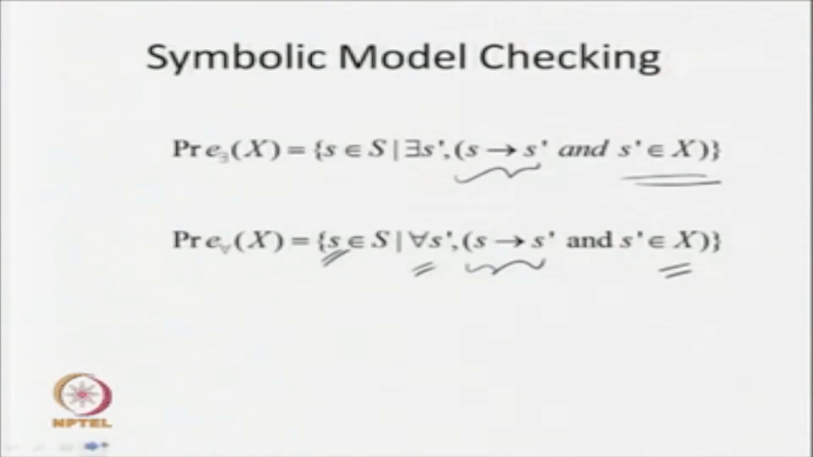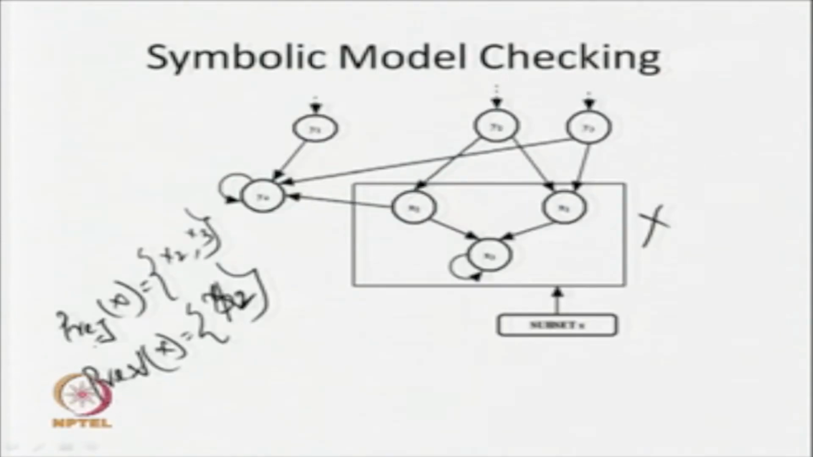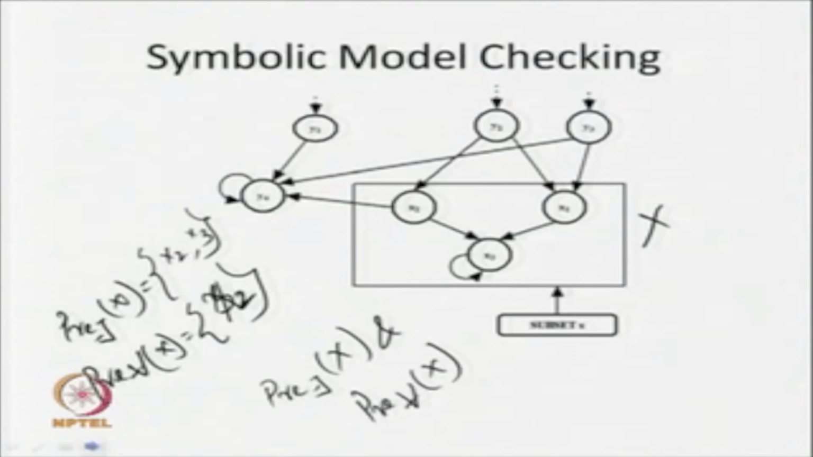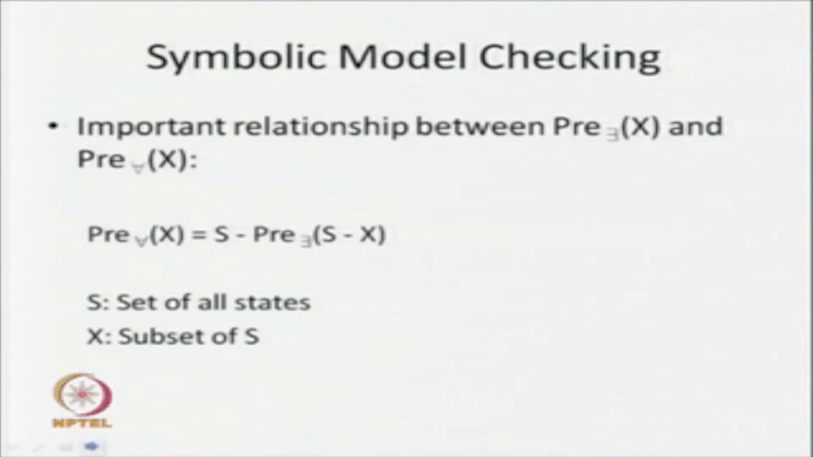Now, we are saying that with pre for all x and pre there exists x, we can evaluate those states where, in pre for all x, all the transitions are coming to this particular subset x, and in pre there exists x, at least one transition is coming to this particular set of states. Now, we are having a relationship between these two things, pre there exists x and pre for all x. This is the important relationship between them.